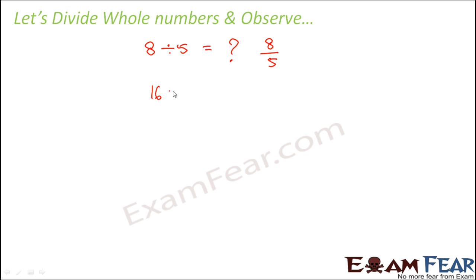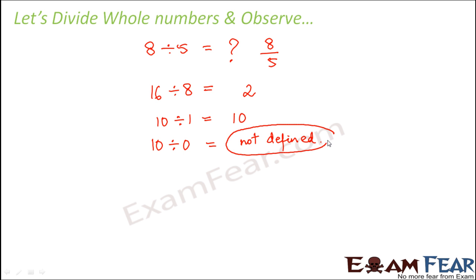Think about this. 16 divided by 8. What would it be? This would be 2, because 8 twos are 16. 10 divided by 1 would be 10. 10 divided by 0. Now when you multiply 0 to any number, it becomes 0. But when you divide any number by 0, the result is not defined. So we actually cannot define the result. So the result here becomes not defined, which is not a whole number.